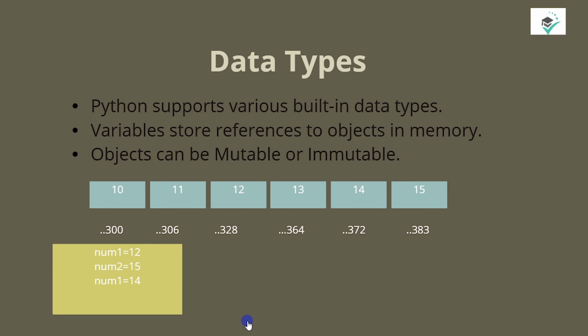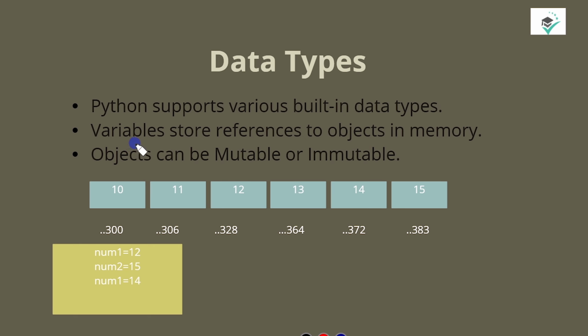Mutable and immutable data types. As we know, Python supports built-in data types like int, float, char, list, tuples, dictionaries, and so on. These data types can be categorized into mutable or immutable types. So we will understand them first.